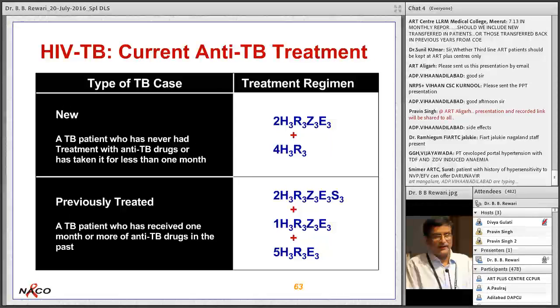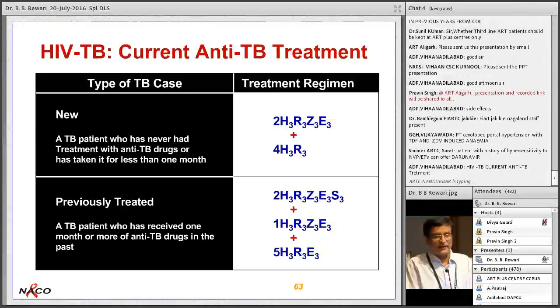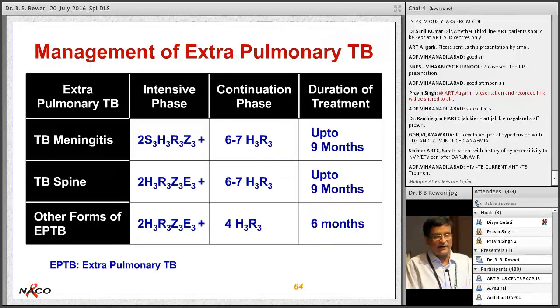So they were presently getting 2 months of HRZE, I think you know, isoniazid, rifampicin, pyrazinamide, ethambutol. They were receiving 2 months of these on alternate days and 4 months of INH and rifampicin. Similarly, previously treated patients were getting 5 drugs for 2 months, 4 drugs for 1 month and 3 drugs for 5 months. This is the current regimen that is being provided for HIV TB co-infected. Duration for these was prolonged in patients with extrapulmonary tuberculosis like TB meningitis, TB spine, other forms. Duration was extended to 9 months.